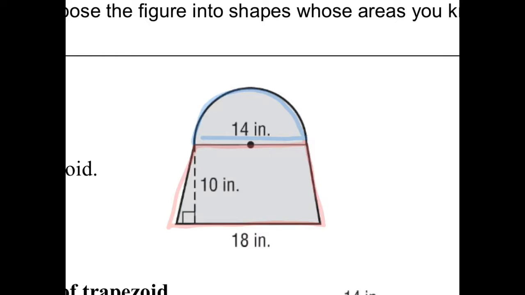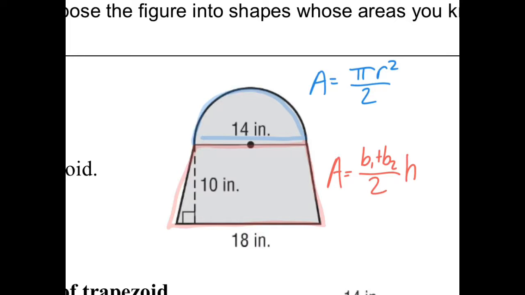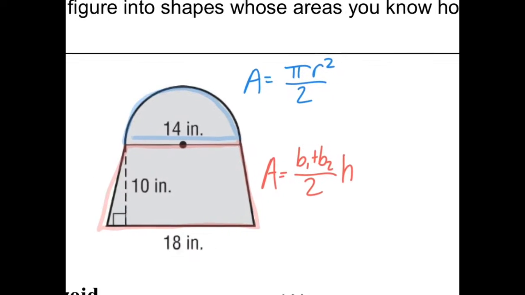So whenever I'm talking about a semicircle, I'm going to use the formula pi r squared, and I'm going to take half of that because it's half of a circle. When we're talking about the trapezoid, the formula I recommend you guys use is base 1 plus base 2 divided by 2, and we're going to multiply that times the height. From here, I can begin plugging in numbers.